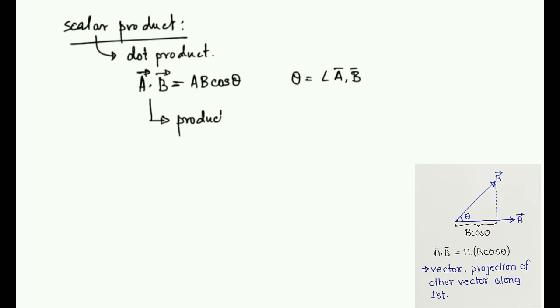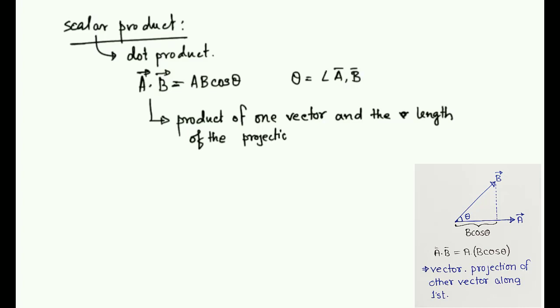So A dot B. In physics language, we can say the dot product is the product of one vector, say vector A, and the length of the projection of the other vector along the first vector, that is B cos theta.